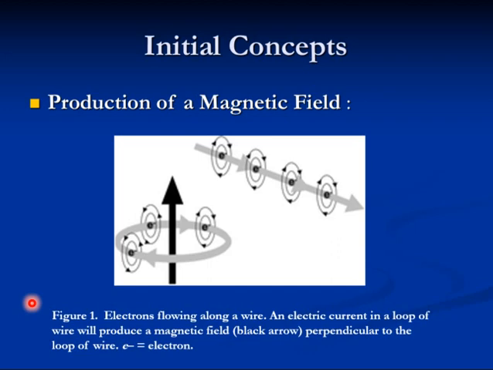Principles. Okay? First of all, when an electron flows in a wire, it produces a magnetic field that is perpendicular to the wire. When you have a wire and there is an electron flowing through it, you will have a magnetic field that is perpendicular to the direction of the flow of the electron. Okay? This is a very basic principle. When you have electron flowing this way, you have a magnetic field perpendicular to the direction of the wire, of the electron, sorry. Okay? Good. This is the basic principle of the MRI.